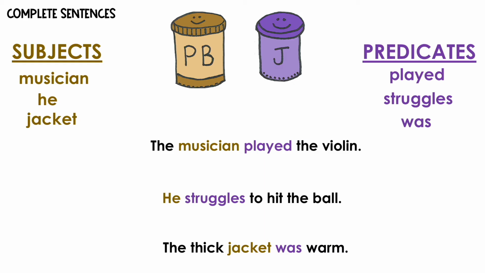Last, the thick jacket was warm. You have jacket as your subject, and you have was as your linking verb. Well, when you have a linking verb, like I said earlier, you have to link it to something to make it complete. The jacket was what? Well, the jacket was warm. Now you have a complete sentence. So you see, boys and girls, your subjects and your predicates go together just like peanut butter and jelly.